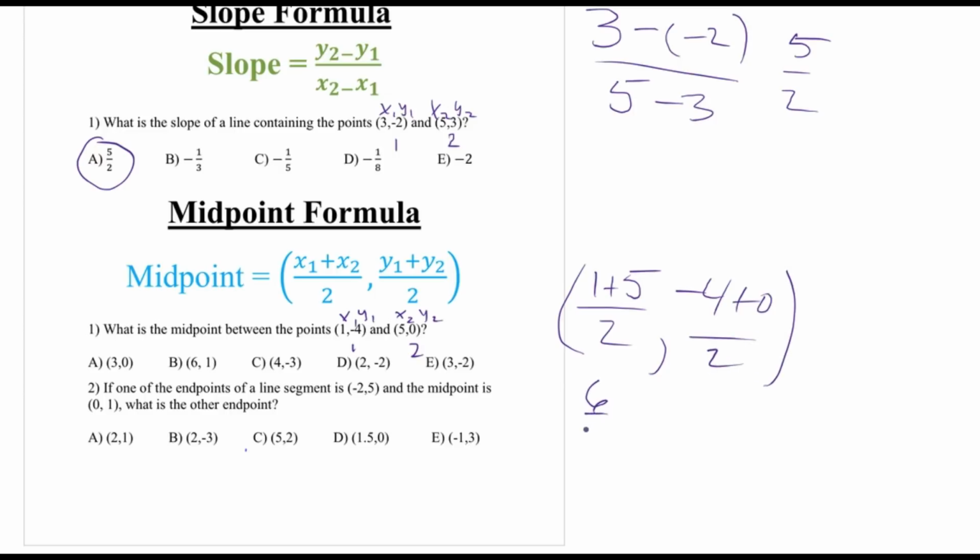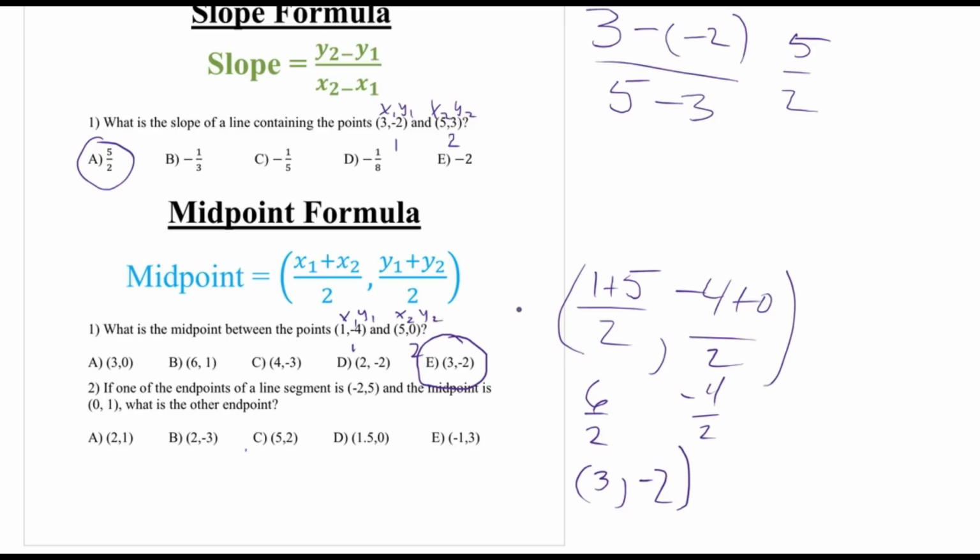6 over 2 is 3. And the y value, negative 4 plus 0, or the y point, would be negative 4 over 2, negative 2. 3, negative 2 would be our midpoint, or point in the middle. Answer choice E.